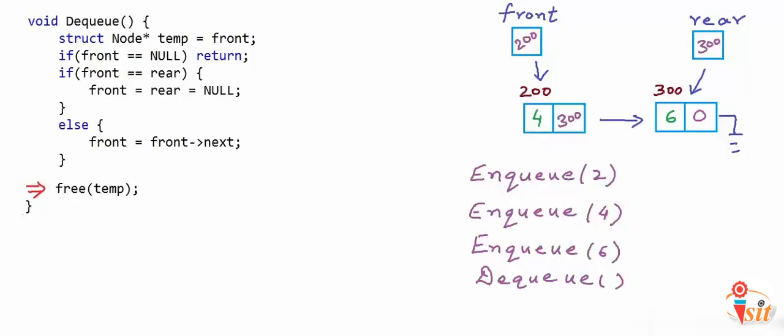You can write the rest of the functions yourself, like the front function to look at the element at front, or the is empty function to check whether the queue is empty or not.